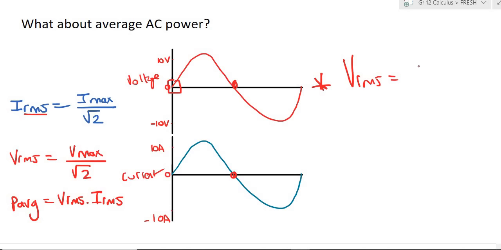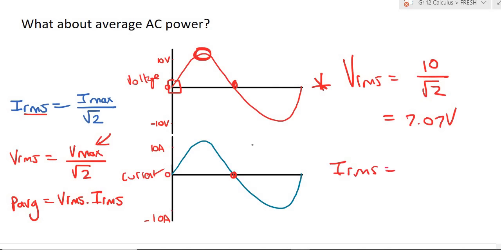And that's going to give us a value of, it says that we should take the maximum, which is the top of the graph, which is 10, divided by the square root of 2. And that's going to give us 7.07 volts. So that's almost like the average. And then for the current, we could say IRMS equals its maximum, which for this example is also 10, divided by the square root of 2. And that would also obviously give us 7.07 amps.